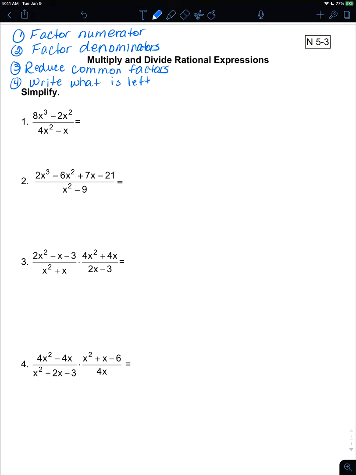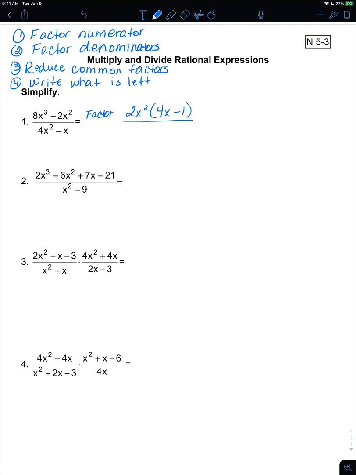So you're just going to have to be able to look at each one of these individually and just start factoring. So we're going to factor the numerator, 8x cubed minus 2x squared. Well, that is just a GCF. It's got a GCF of 2x squared. So we're going to take out a 2x squared, and that would leave us with 4x minus 1.